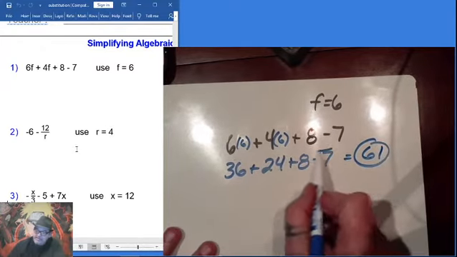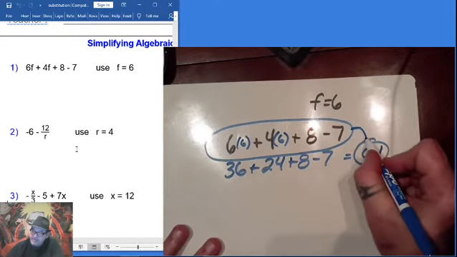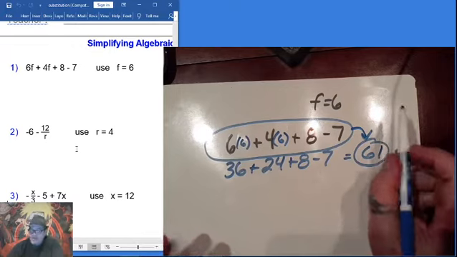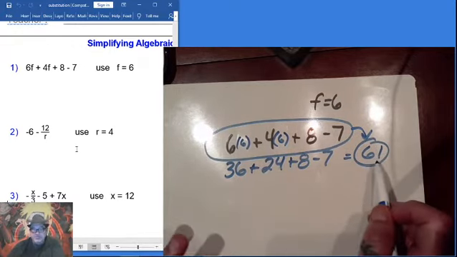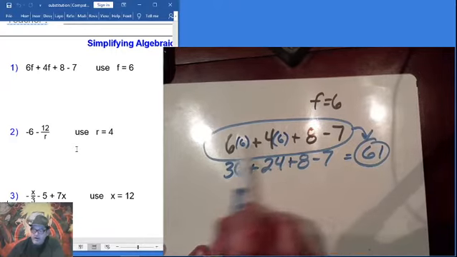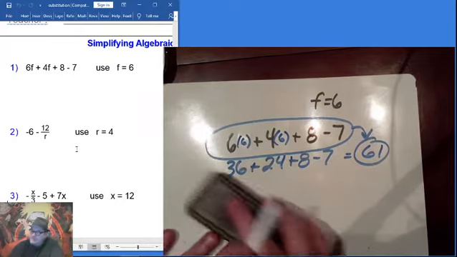So if I can take this long expression and simplify it into just 61, I would much rather do a math problem that only requires me to use 61 than one that requires me to use that original expression, which was kind of complicated looking.